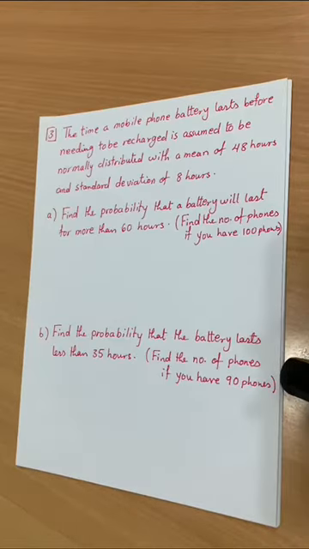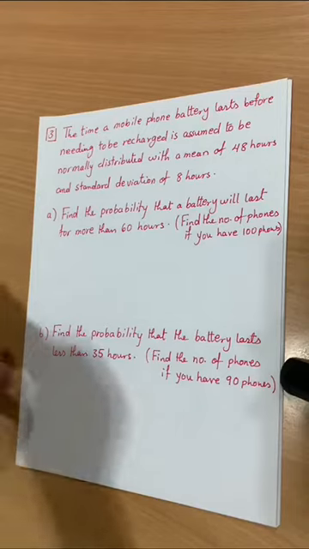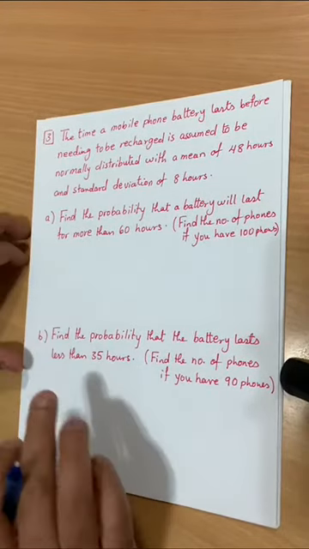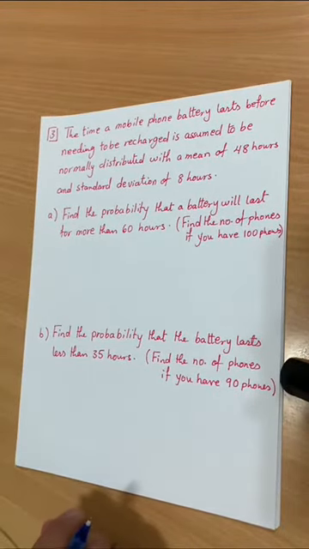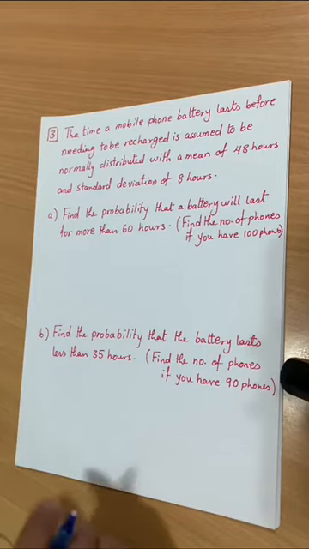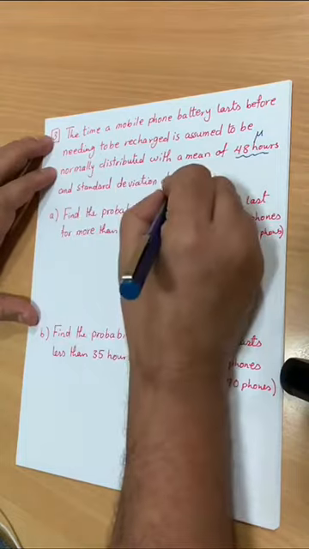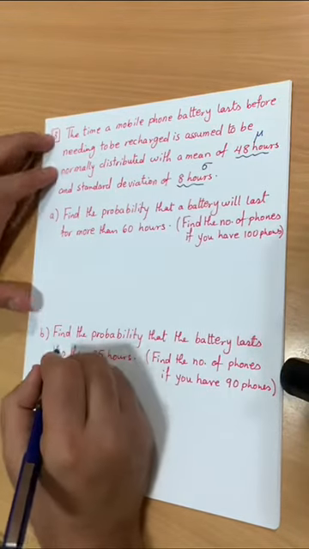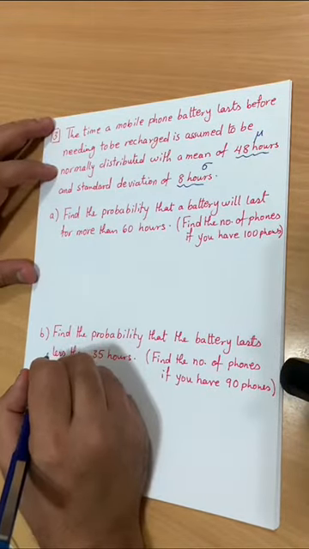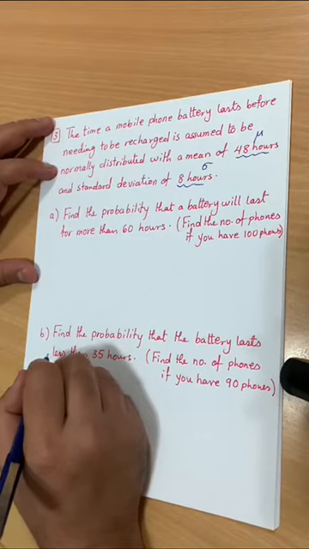The last question: the time a mobile phone battery lasts before needing to be recharged is assumed to be normally distributed with a mean of 48 hours. So this part is mu, standard deviation of 8, sigma. Find the probability that a battery will last for more than 60 hours.